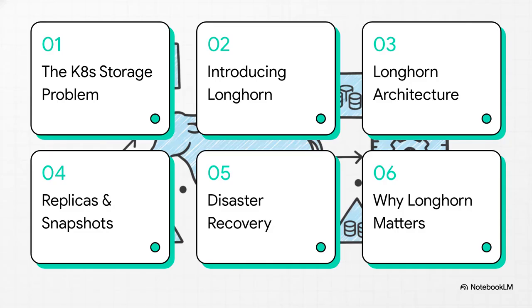So, here's the game plan. We're going to start with why storage is such a challenge in Kubernetes in the first place. Then, we'll introduce Longhorn and get into its really cool architecture. After that, we'll dive into how it keeps your data safe with things like replicas, snapshots, and backups. And finally, we'll wrap it all up with why this thing is such a game changer.